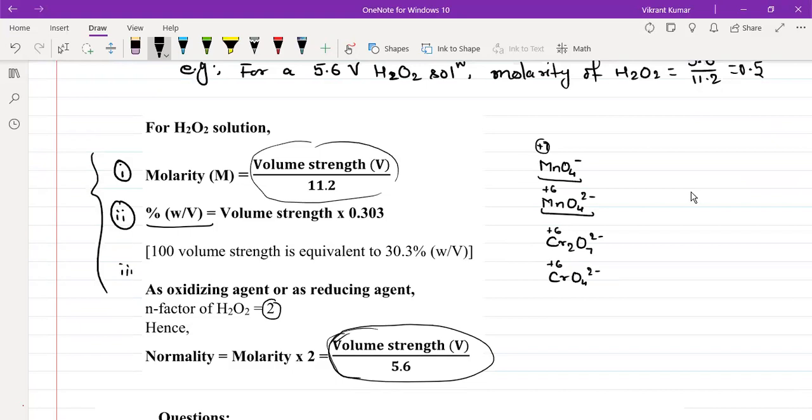If they are talking about a third term called strength in gram per liter, that is nothing but 10 times of percentage weight by volume. Because percentage weight by volume says how many grams are present per 100 ml. This is asking you how many grams are present per liter. That is 10 times of percentage weight by volume. And that's why it will be volume strength into, देखो ना 30.3 times हो जाएगा ना. This will be 30.3 times into volume strength.